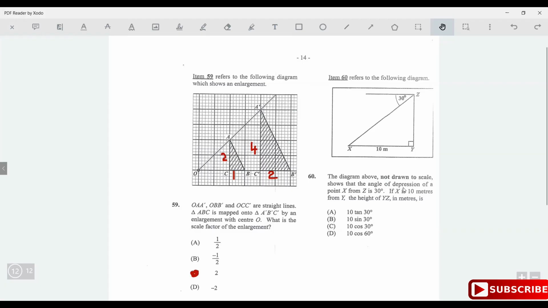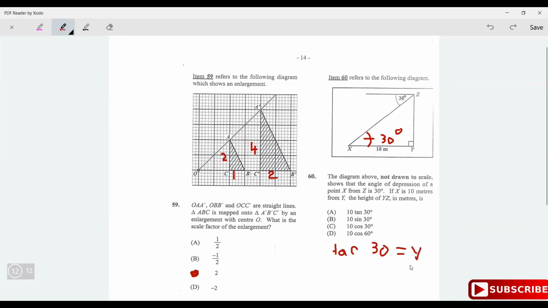Finally, it says the diagram above, not drawn to scale, shows the angle of depression x from z, which is 30. If x is 10, what is the height yz? This is another repeat question. By alternate Z angles, this angle right here is 30. Since that angle is 30, we have adjacent and we're trying to find opposite. By trigonometric ratios, tan 30 is equal to the opposite yz over the adjacent 10. If we cross multiply, we'll get 10 tan 30, which is A. So that takes care of that.